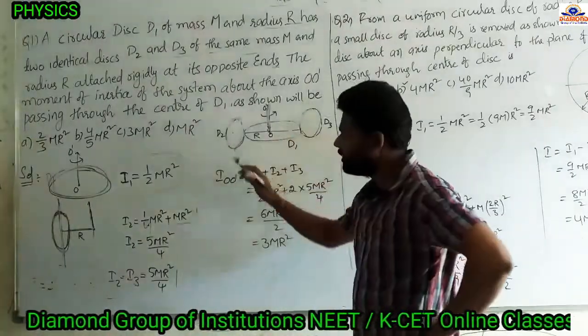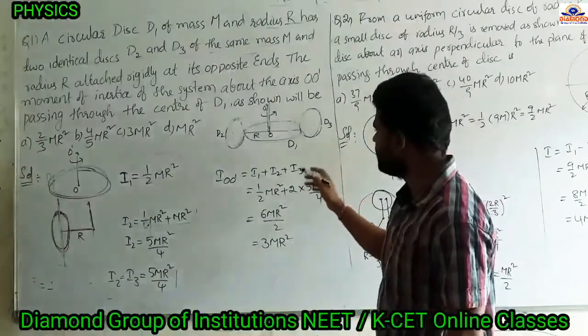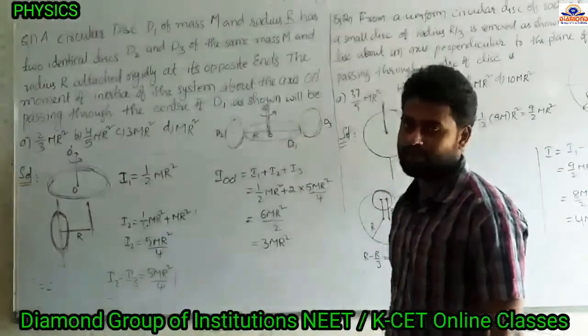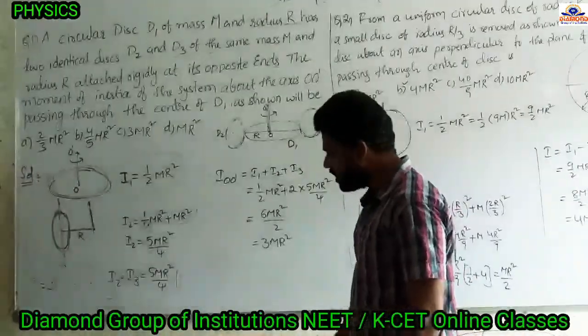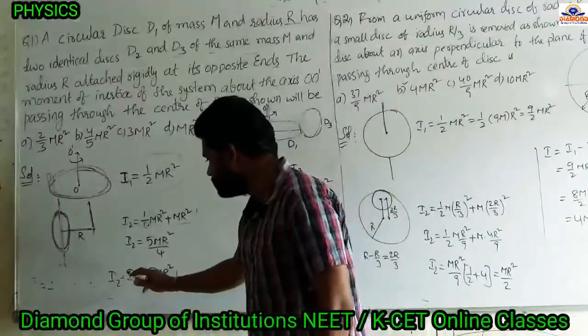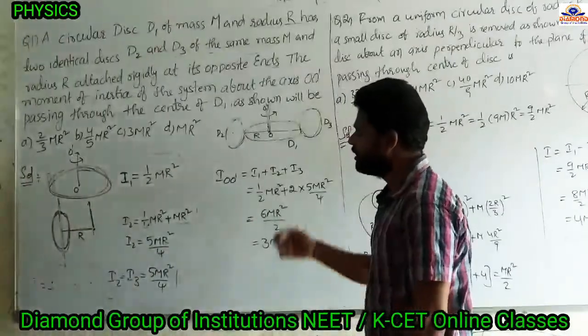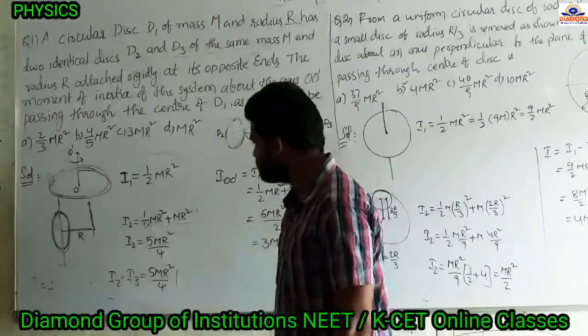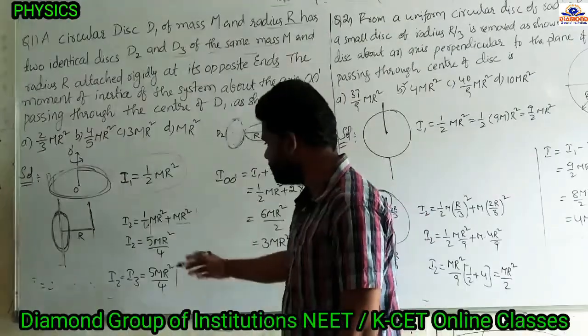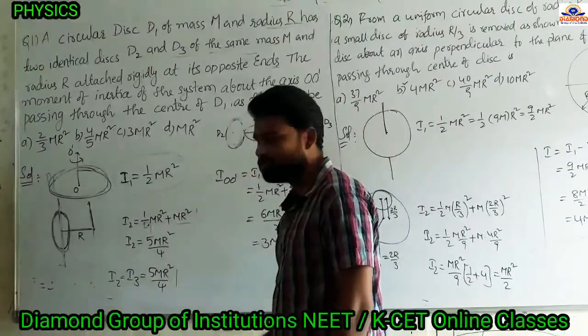The third disc is also identical to the second disc, with the same mass, same radius and the same distance from the axis of rotation. So the third disc's moment of inertia is also the same. The second and third discs both have moment of inertia 5 mr square by 4. The first disc's moment of inertia is half mr square, and the second and third discs' is 5 mr square by 4.